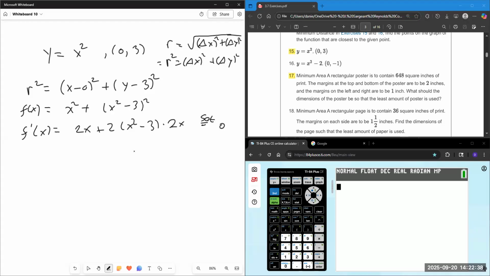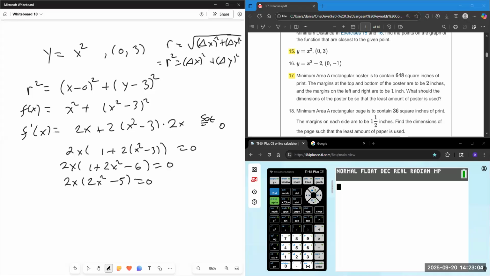I'm going to factor out a 2x, and that's 1 plus 2 times x squared minus 3, equal to 0. And then 2x times 1 plus 2x squared minus 6 equal to 0. 2x times 2x squared minus 5 is equal to 0. 2x equals 0, or 2x squared minus 5 equals 0. 2x squared equals 5. X squared is equal to 5 halves.